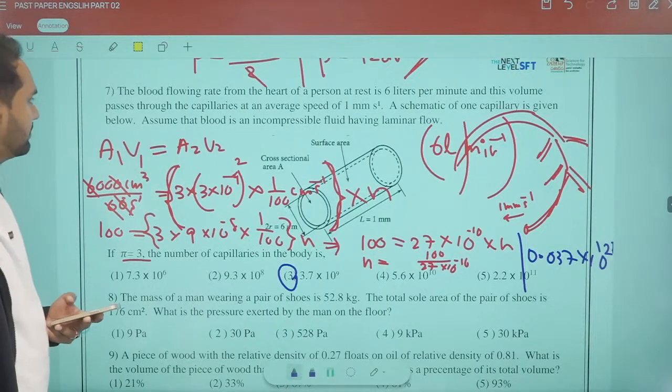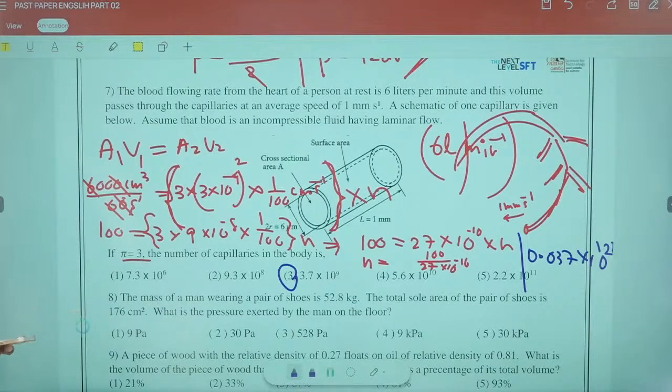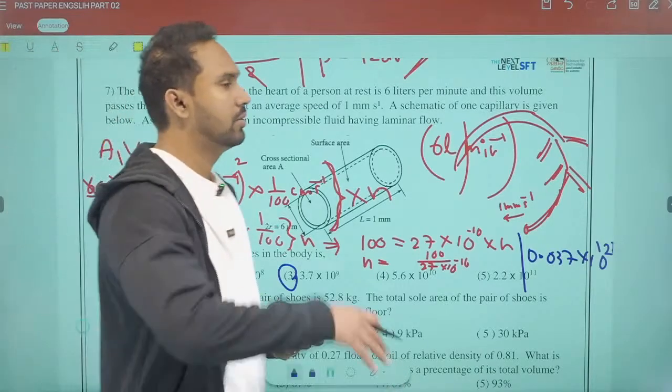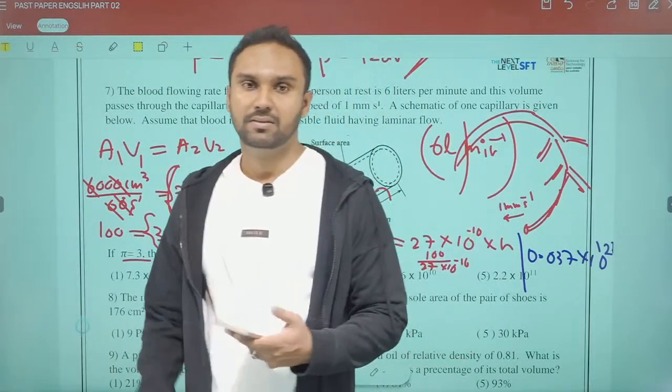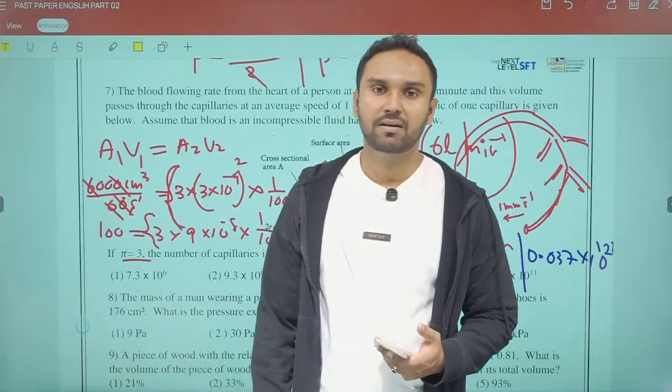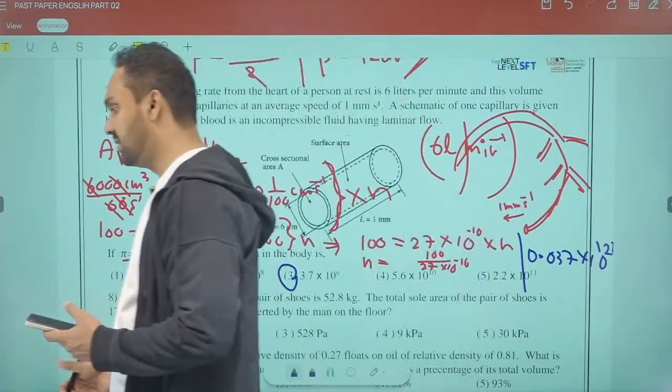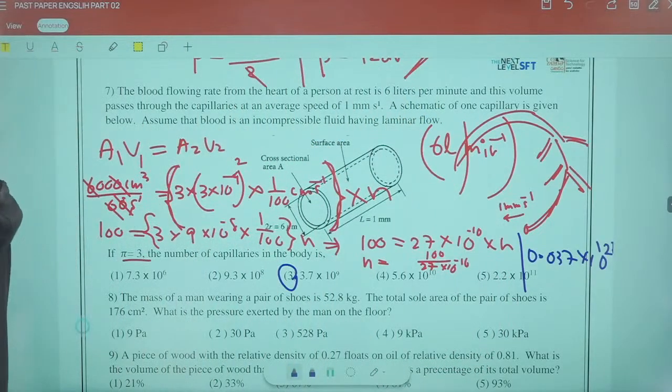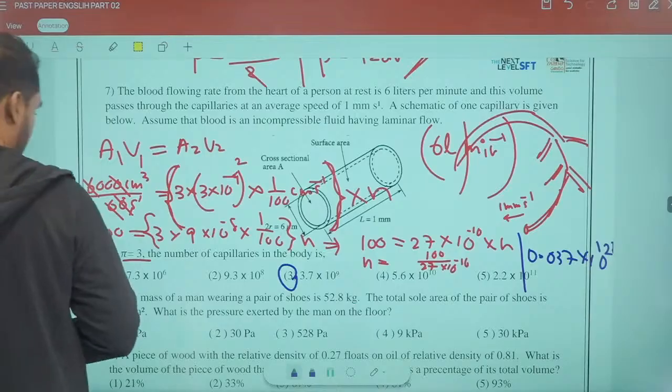So A1 V1 equals A2 V2, right? We had to basically apply that. A1 V1 in the heart is equal to total A1 V1 in the capillaries. That's all. That's what it's about, right? So let's go to the next one.